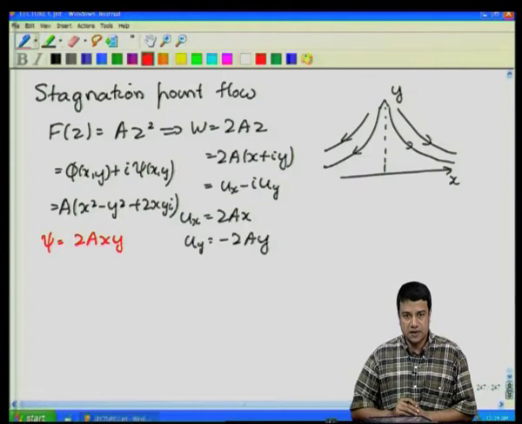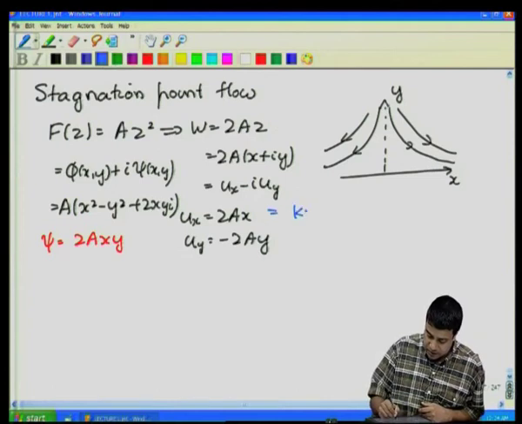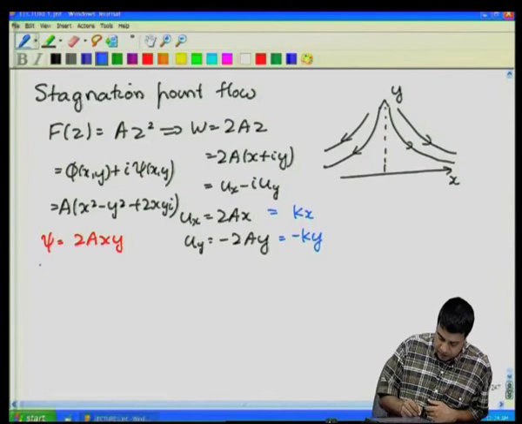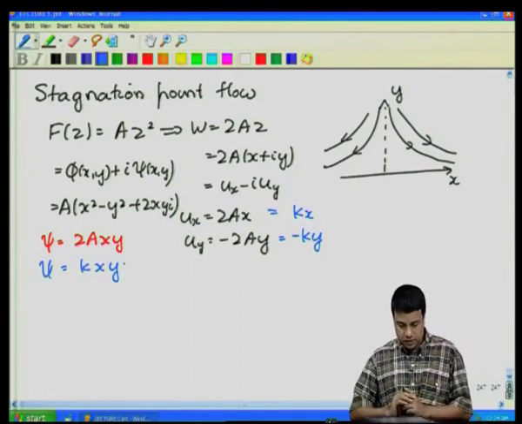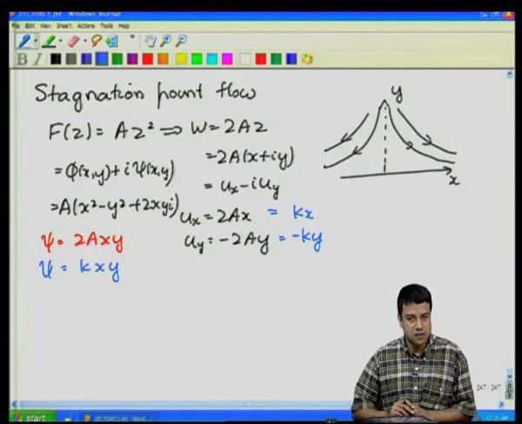We will call this constant 2a some constant k, for simplicity. I will write this as u x is equal to k x, u y is equal to minus k y, and psi is equal to k x y. Therefore, u x is equal to partial psi by partial y and u y is equal to minus partial psi by partial x. So, this is the outer potential flow solution.